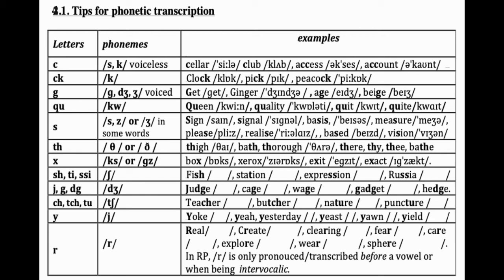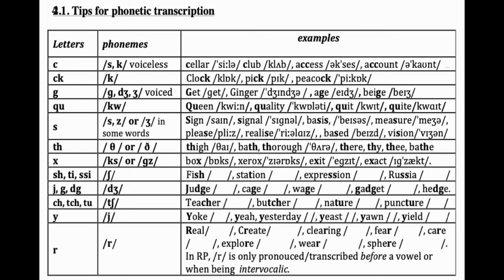Y could be pronounced as a vowel like E when it is final, or as a consonant when it is not final, which is Y, like in yoke, yeah, yesterday, yeast, yawn, yield.